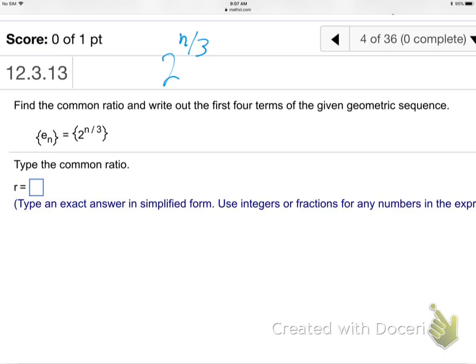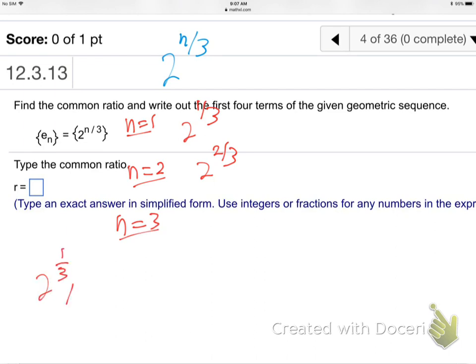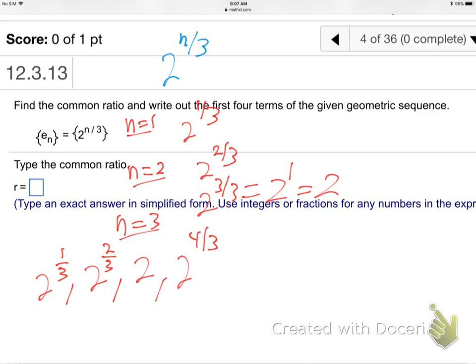Right, how are we doing? So plug in 1, and we get 2 to the 1/3. Really not a lot else to do with that, huh? Plug in 2, get 2 to the 2/3, plug in, you get the idea. So here we go. So it's 2 to the 1/3, 2 to the 2/3, 2 to the 3/3. So if you plug in 3, you get 3/3, and that's just 2 to the 1, or 2, huh? And then plug in 4, you get 2 to the 4/3. Good so far. There's the first four terms.